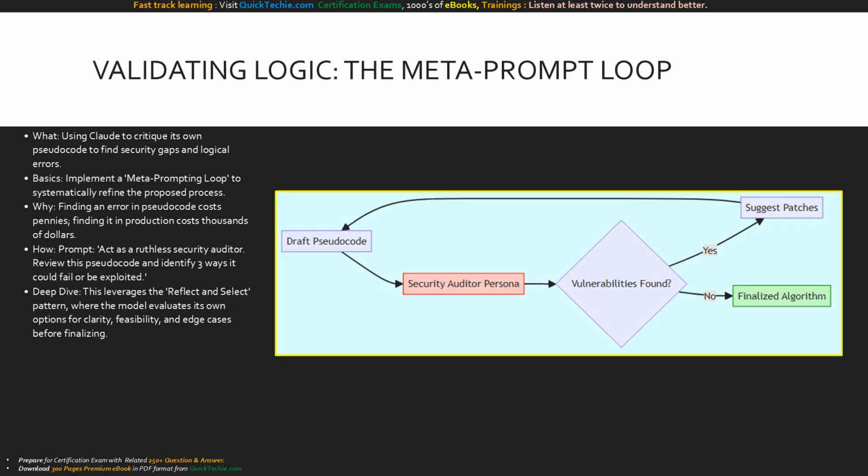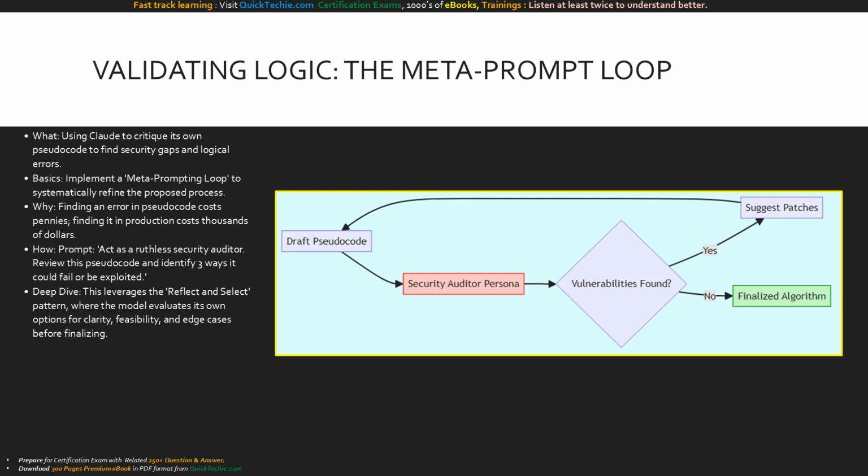We have our pseudocode and we have our flowchart. Are we ready to code? Not yet. Now we validate the logic using a meta-prompting loop. This is where we create a feedback cycle, systematically refining the approach. We open a new prompt and tell Claude to act as a ruthless security auditor, tasked with finding 3 ways the current pseudocode could fail or be exploited.